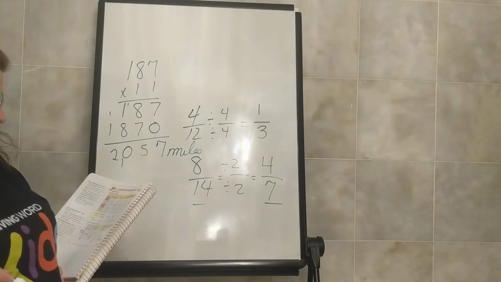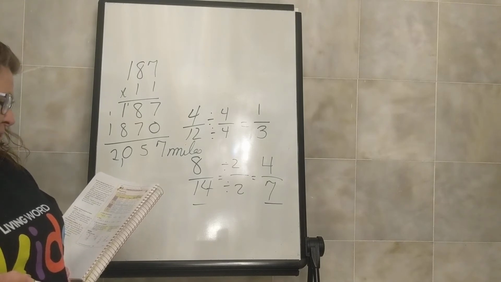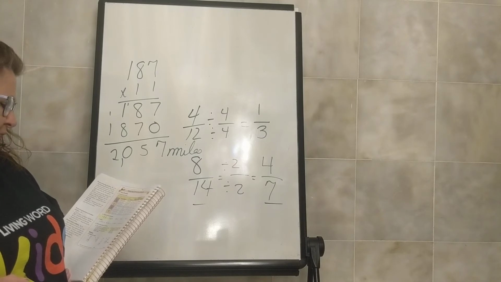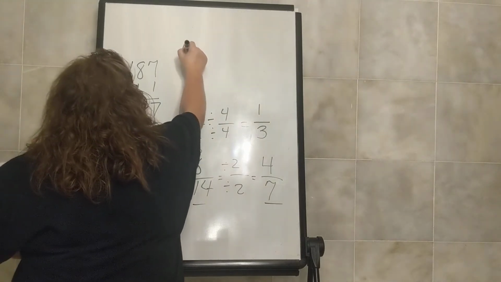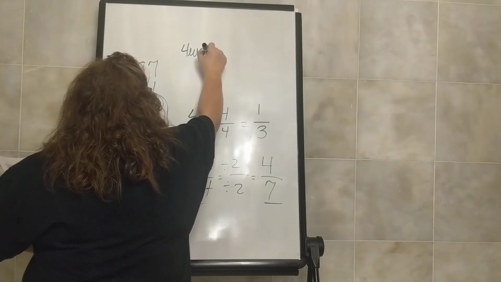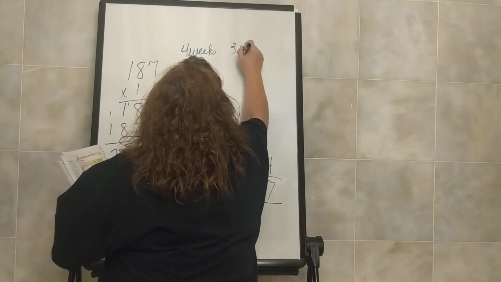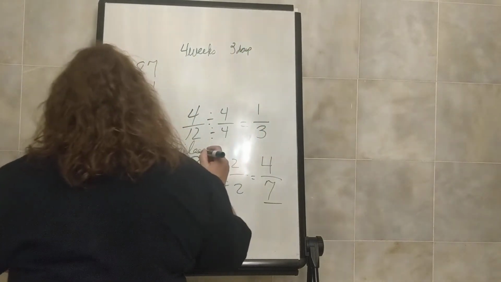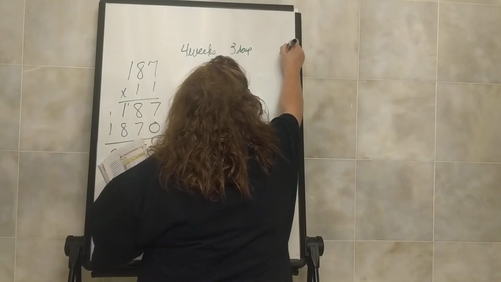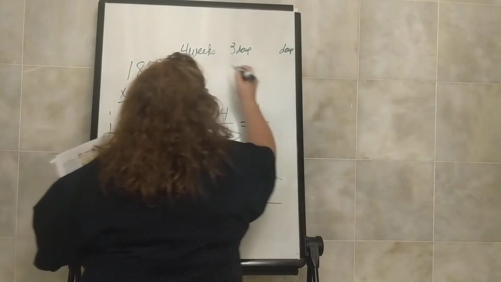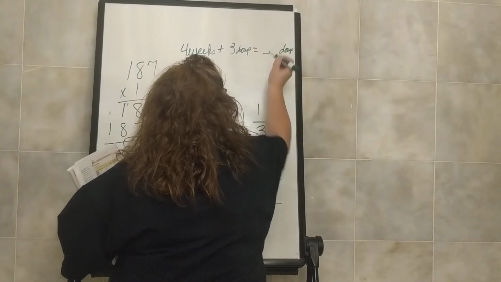Letter B, Beth spent 4 weeks and 3 days on a mission trip to Australia. How many days did she serve in Australia in all? So it says that she spent 4 weeks and 3 days, and they want to know how many days did she spend in Australia. So 4 weeks plus 3 days equals blank days.